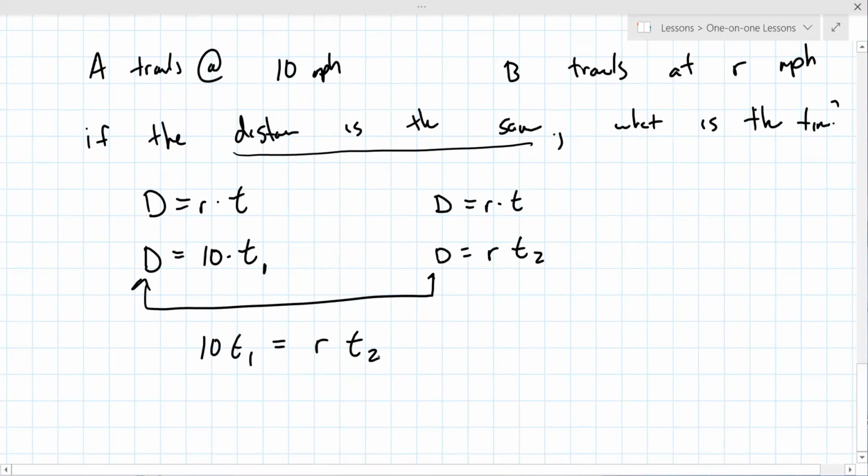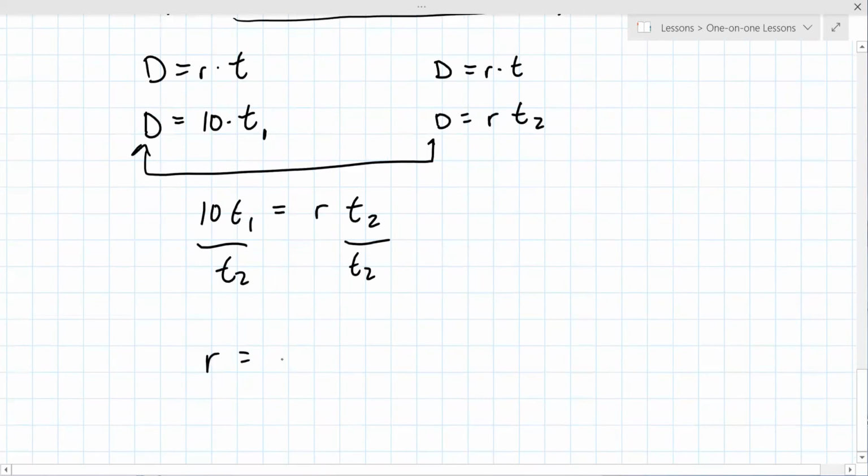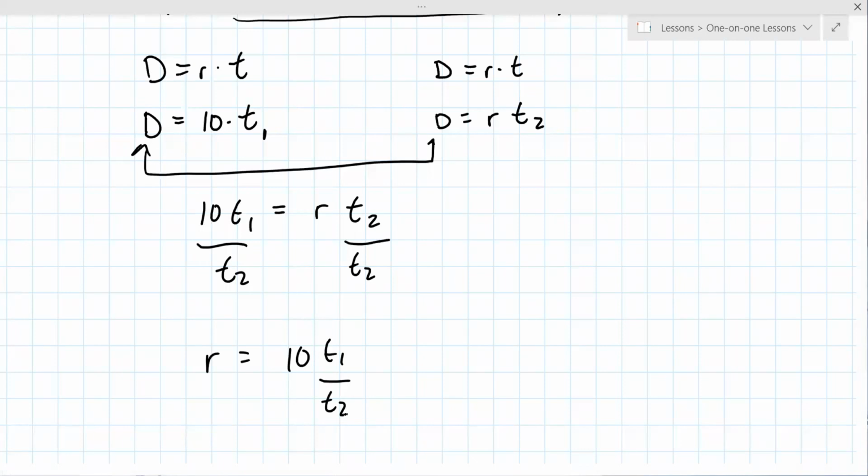And maybe the question says, what is R? So you could solve for R by dividing by T2. So R equals 10 T1 over T2. So if it says what is R in terms of T1 and T2, you solve for R in that case. You have to be comfortable with this notation.